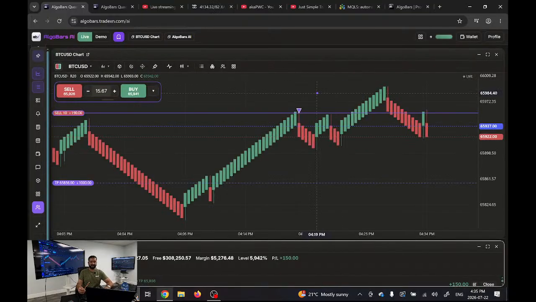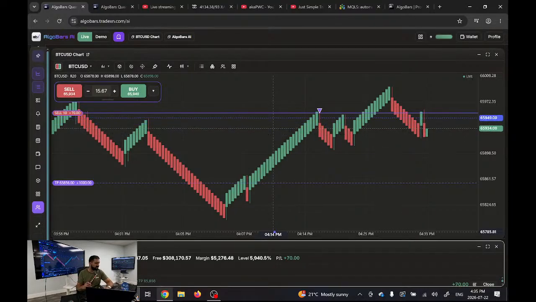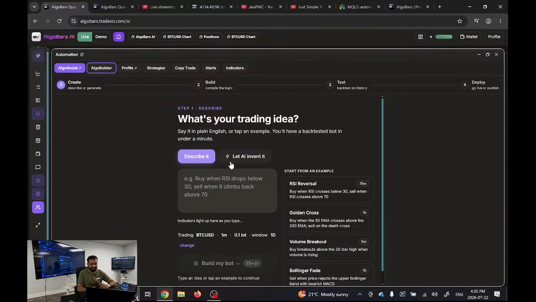So basically, and then you have the range bars, which is the biggest thing. Guys, our trade right now is hovering around $160, $150 in profit. That's the second trade of the day. All right, now, the biggest thing, let's go and build a strategy.